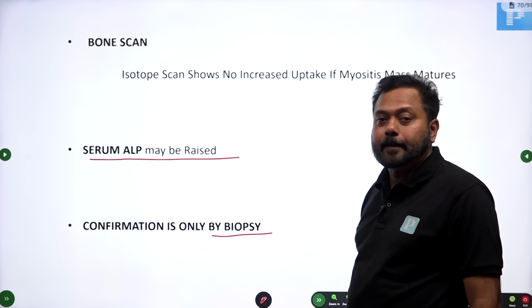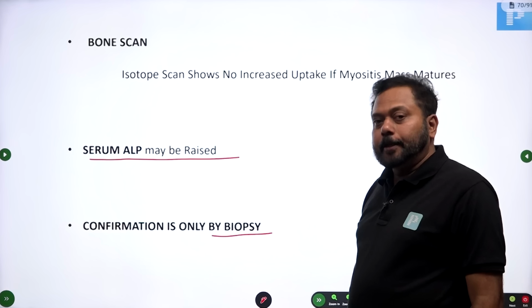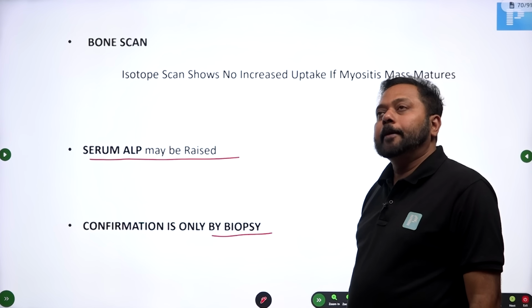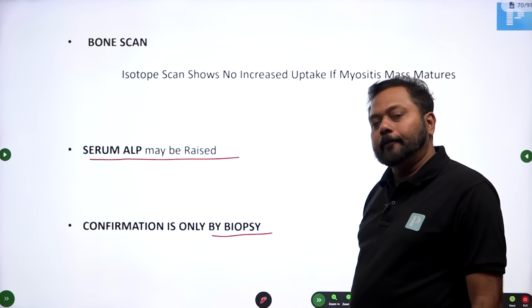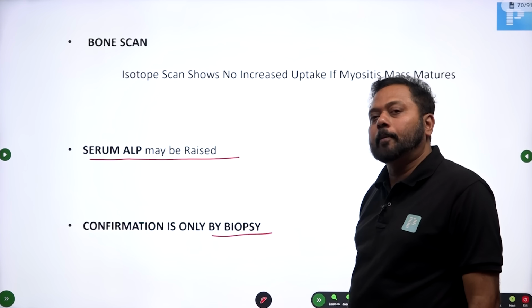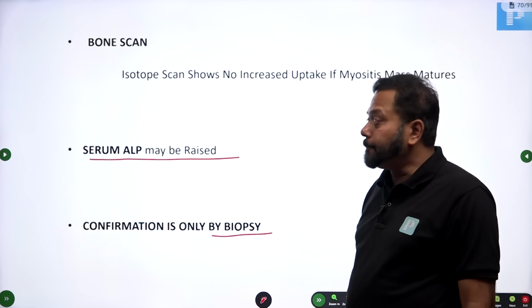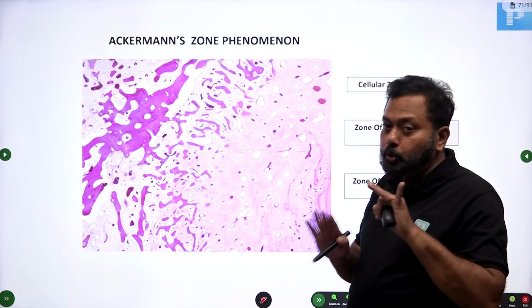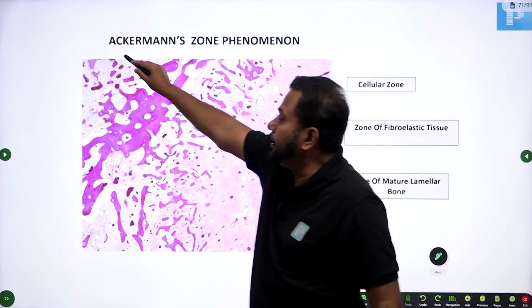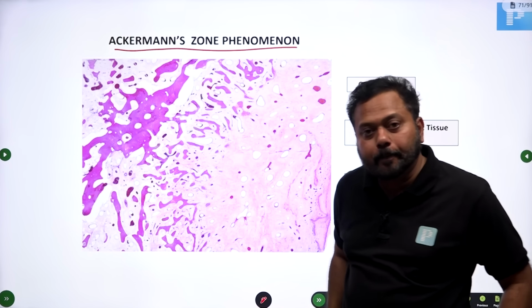Confirmed only by biopsy. Myositis is not that easy. If the patient doesn't give history properly, you cannot differentiate myositis from osteogenic sarcoma by looking at the X-ray. Confirmation needs biopsy. Biopsy shows Ackermann zone phenomenon. So far unasked in any of the Indian entrances. Whenever you see Ackermann zone phenomenon, the only diagnosis is myositis.